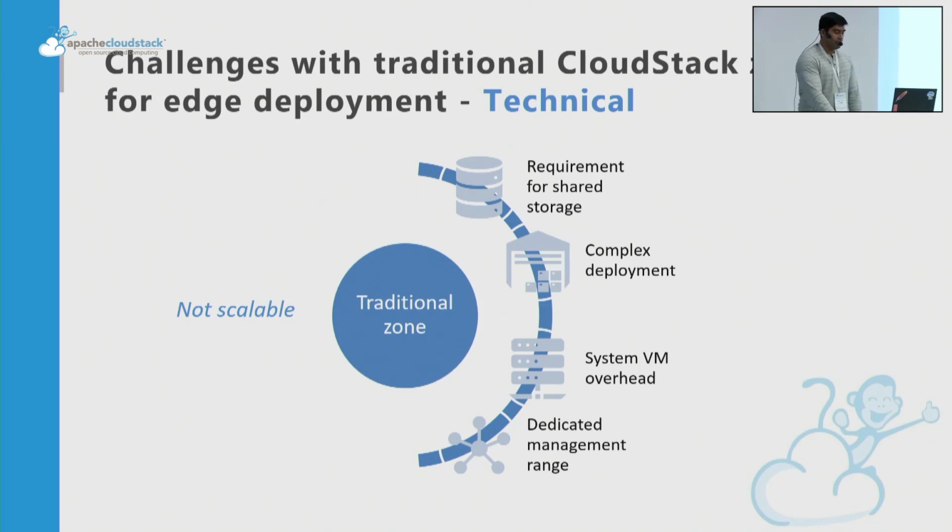In terms of technicality, as we talked, they are not scalable for the edge paradigm. They require shared storage. There will be some shared secondary storage. So this is not something an edge site can have. Deployment is complex. There will be system VM overhead. So if an edge device is running with a 6-core CPU, two of them could be used by the system VM itself. Then they also need a dedicated management range. So this is something that would be very hard for deployment of thousands of edge sites. So this is why a different structure is needed for edge deployment.